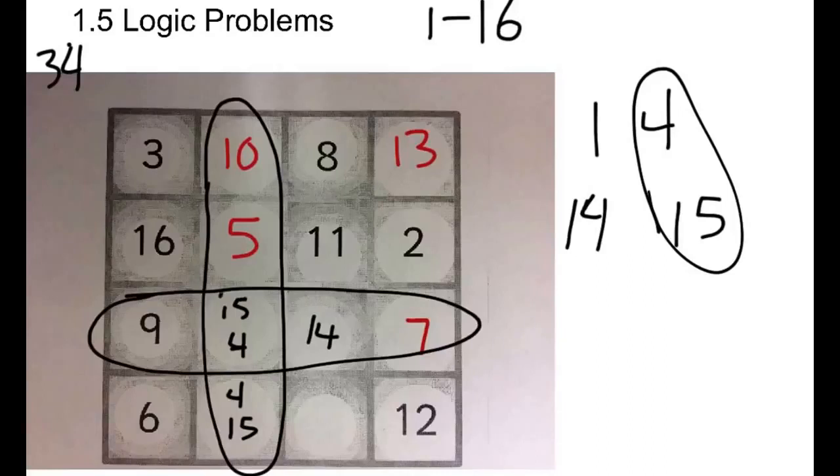But we knew this one had to be 15 or 4. So 4 and 14, it has to go in that order. So we pretty much have the puzzle solved. If this one had to be a 4, that means this one had to be 14.